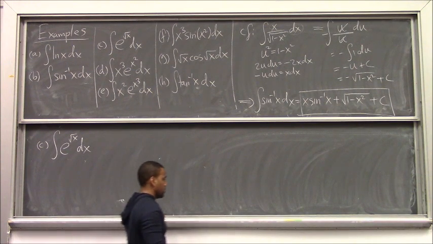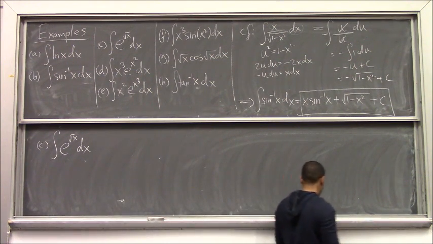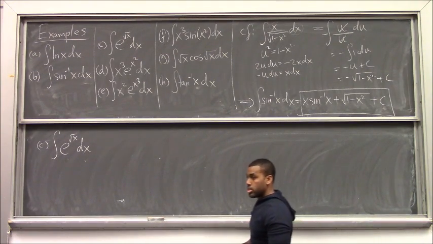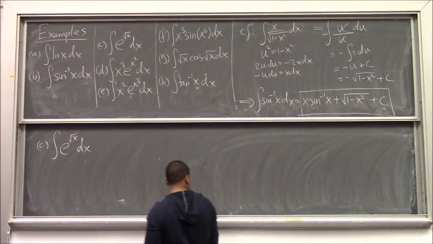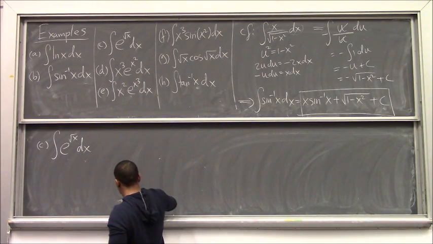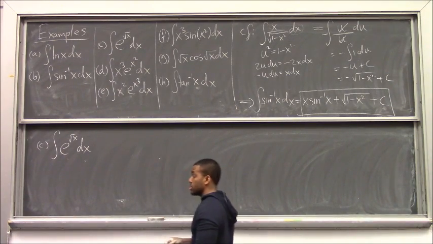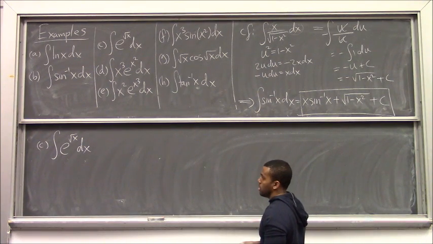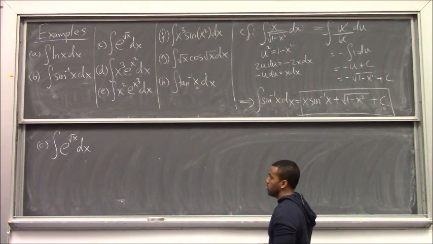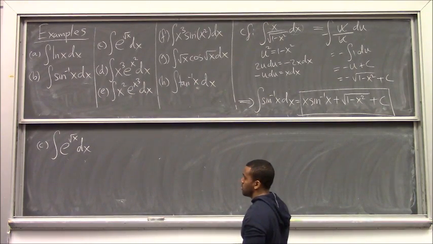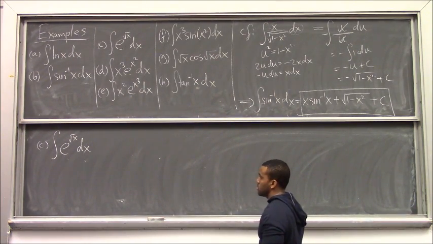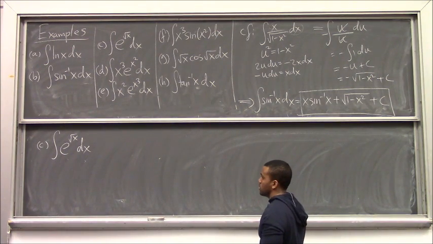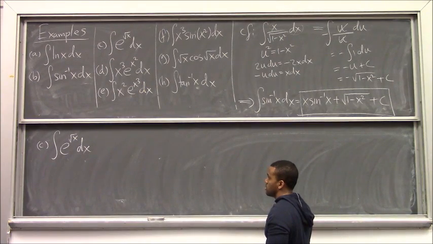How do you do this? E to the square root of x. Ideas? Okay, and what would happen? So then you would set the square root of x as the u and then you differentiate that.